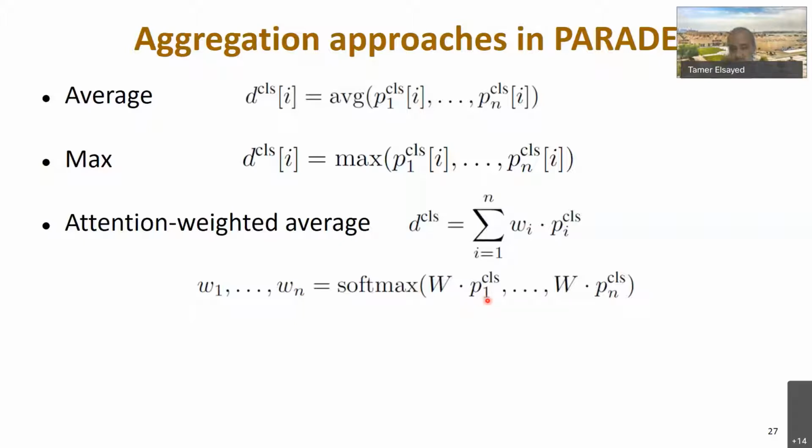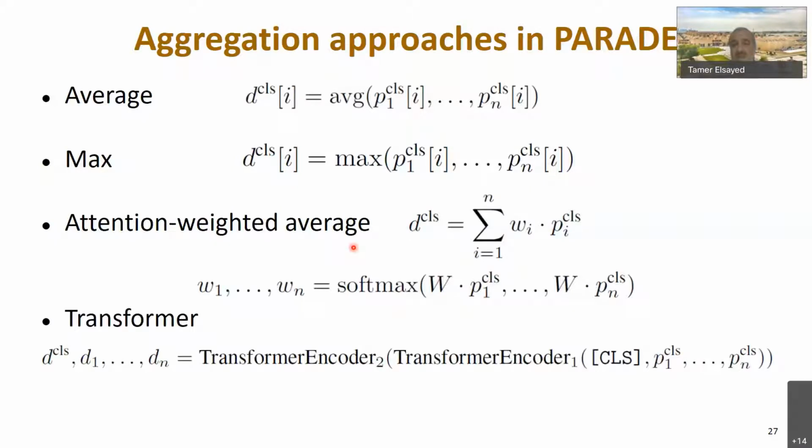Okay, so in brief, each embedding will be multiplied by a weight matrix that will give us a score, and that score will be normalized by softmax to get the weights. So these weights, you can think of it as attention, but the attention over the embeddings. Okay, and these weights are learned. So that's what we mean by attention weighted average. The fourth one is using the transformer encoder part, 2 layers of the transformer.